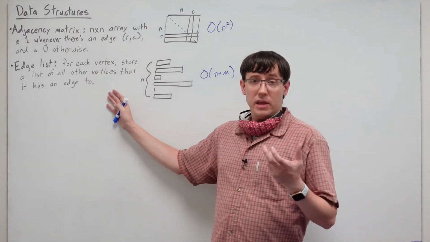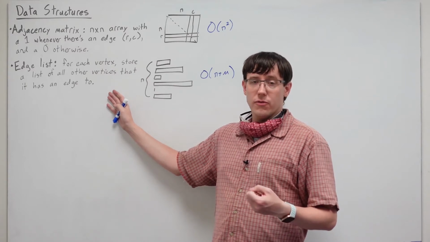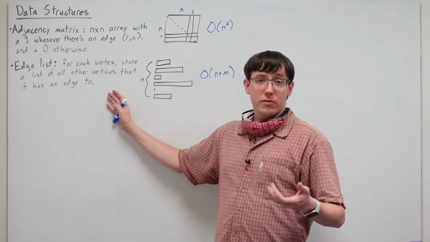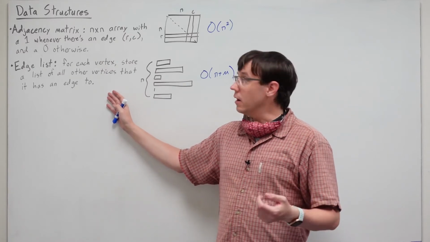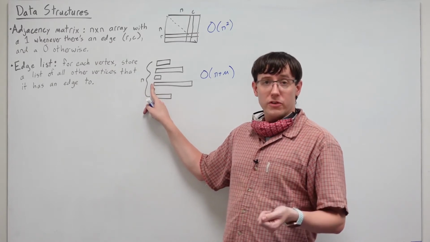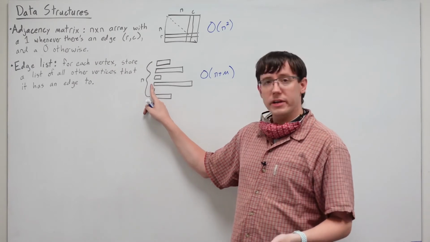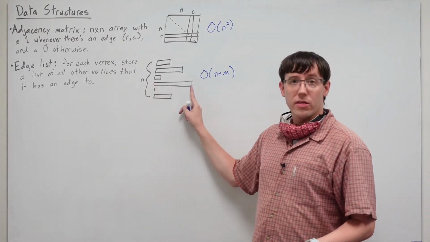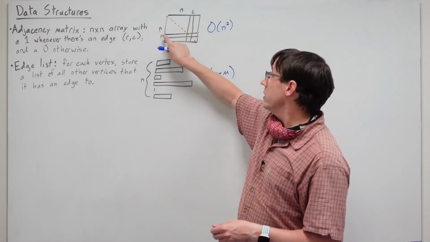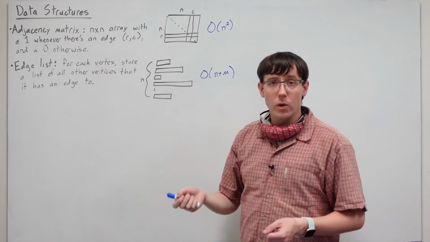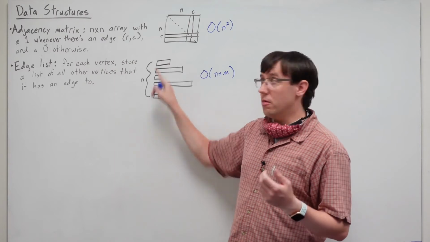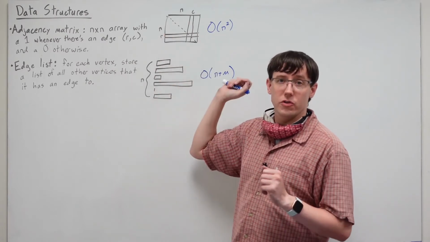The edge list can be an effective representation if we are doing a lot of operations that involve looking at all of the neighbors of a given vertex. Because if we want to know all of the other vertices that have an edge from a particular vertex, then we just need to scan through the list for that particular vertex. Whereas in the adjacency matrix, we would need to scan across the whole row, and if that vertex didn't have very many neighbors, then scanning the whole row would be an inefficient operation.